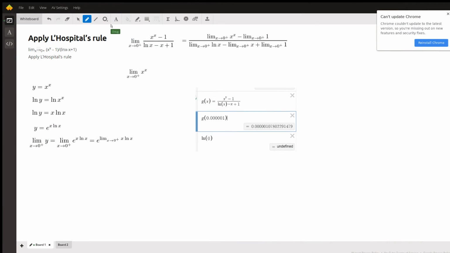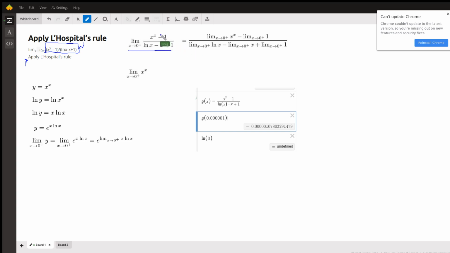Okay, so the problem requests us to find the limit as x approaches 0 from the right of this function right here. It does say in the directions to apply L'Hopital's rule, but that doesn't apply directly to this function. You'll see in a second where it does apply. So using theorems on limits, we can rewrite this like this.